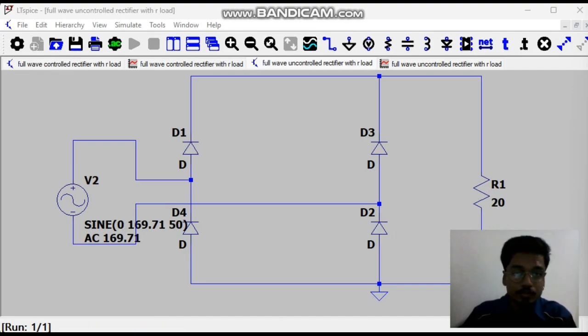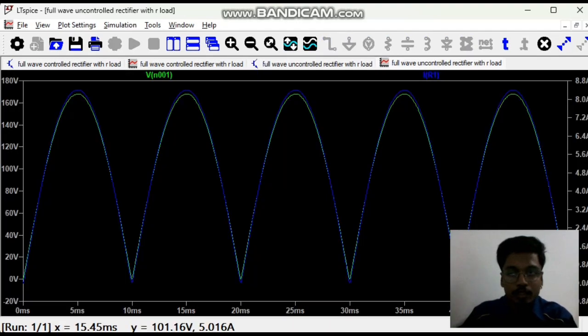Okay, next, this is the full wave uncontrolled rectifier using 4 diodes. Previously for the controlled one we just used SCRs, so for uncontrolled we are using diodes. From the output waveform, the peak output confirms that the rectifier's peak value starts immediately at the zero crossing.